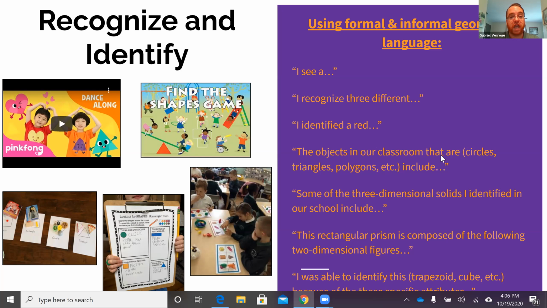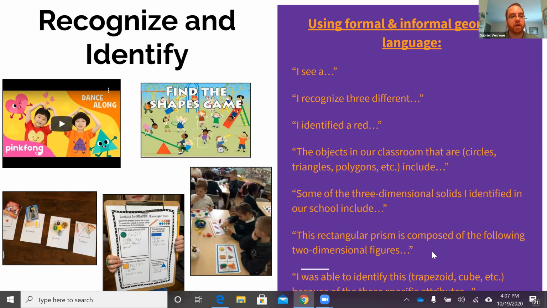The objects in our classroom that are triangles include, right? And that is a STEM that a first or second grader can easily do, but it sets them up for later academic success because you're giving them some scaffolding for how to list, right? Some of the three-dimensional solids I identified in our school include, right? Let's say this rectangular prism is composed of the following two-dimensional figures, right?